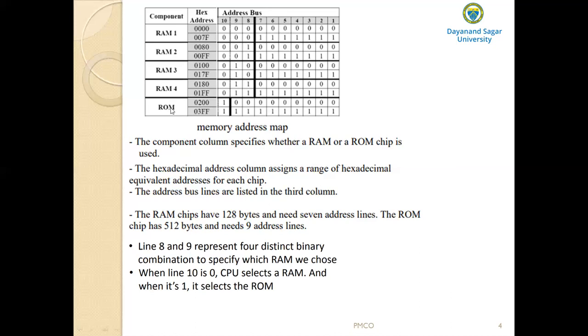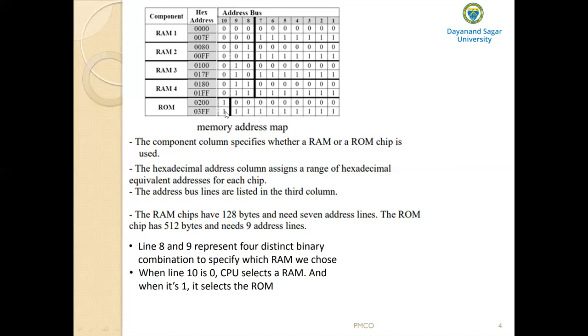Similarly for ROM. So for ROM, how many address lines does it have? ROM has 9 address lines. First, to find the starting address, you fill all 9 with zeros. See here, up to address line number 9, you fill all zeros. Similarly, to find the ending address, you fill all ones.